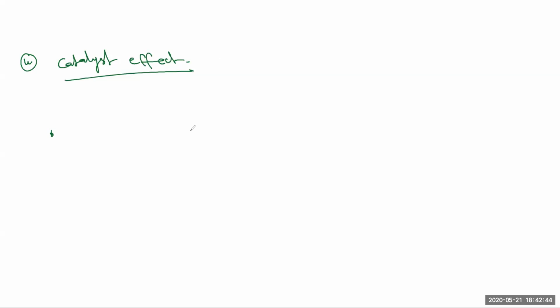See, what is the catalyst effect? Catalysts are of two types: positive catalyst and negative catalyst. A positive catalyst means it increases the rate of reaction. A negative catalyst means it decreases the rate of reaction. See, a catalyst increases the rate of reaction by decreasing the activation energy.